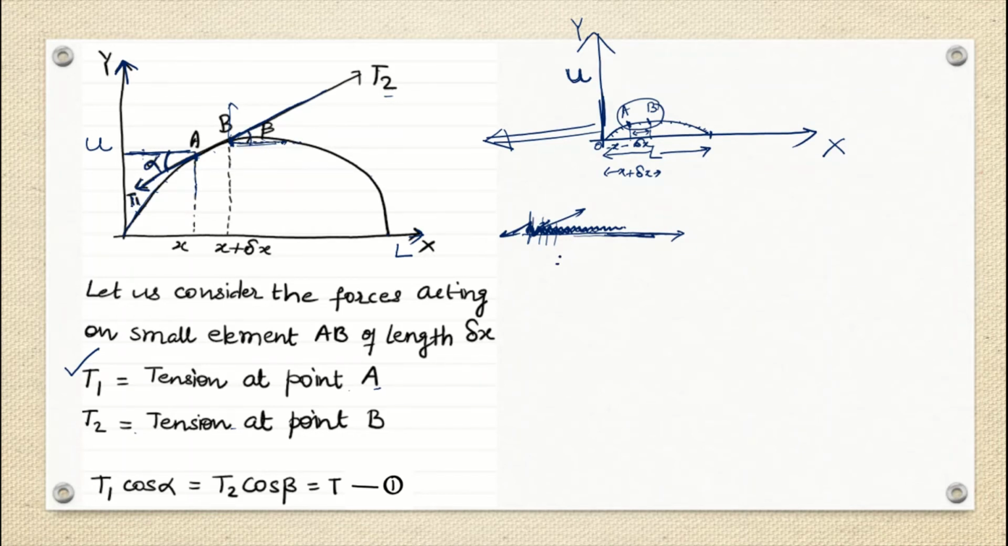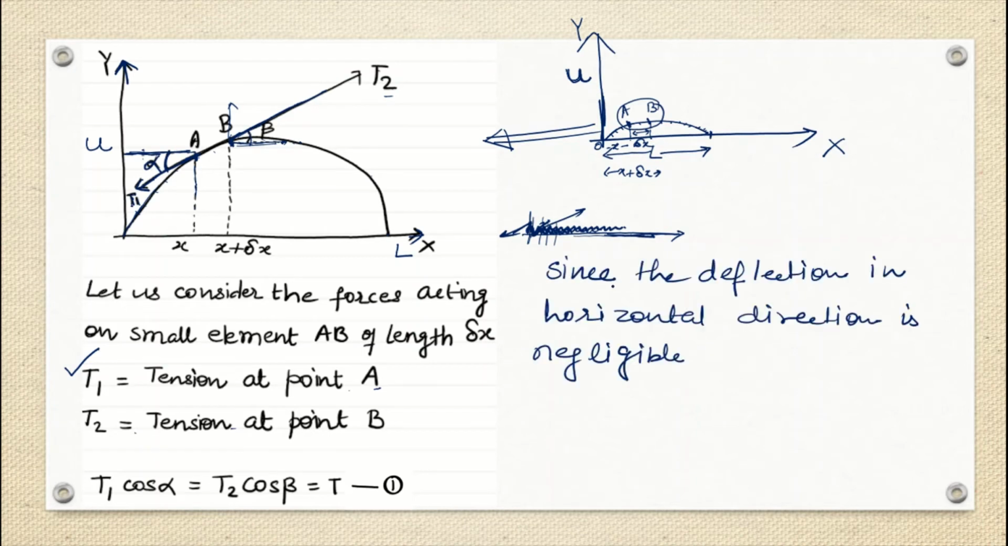Since the deflection in horizontal direction is negligible, we will say that at any point the horizontal component of the force will be same. The horizontal component of T1 is nothing but T1 cos alpha. These things we have studied in mechanics. And for T2 the horizontal component of T2 force is T2 cos beta. We write T1 cos alpha is T2 cos beta.